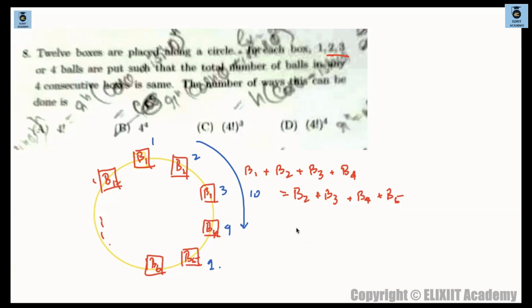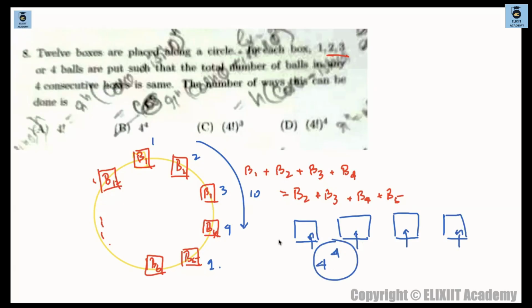So you have 4 boxes like this, and each of them is having how many choices? 4 choices each, right? Each of the boxes is having 4 choices. So 4 times 4 times 4 times 4. What is it? 4 raised to the power of 4, right? So option B must be correct.